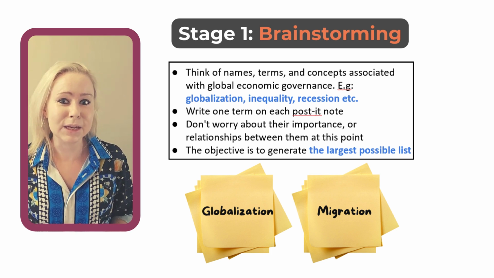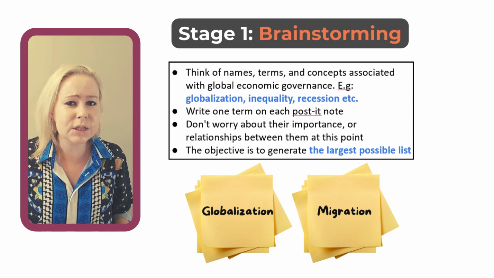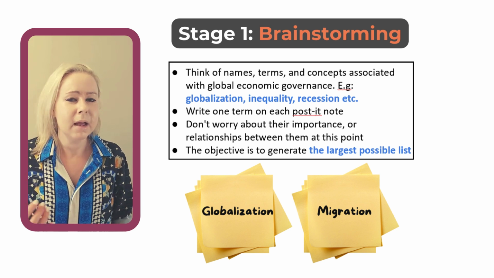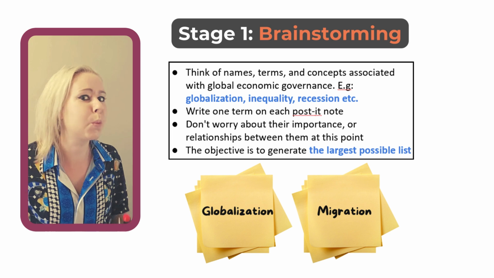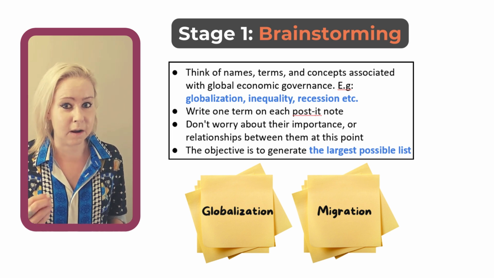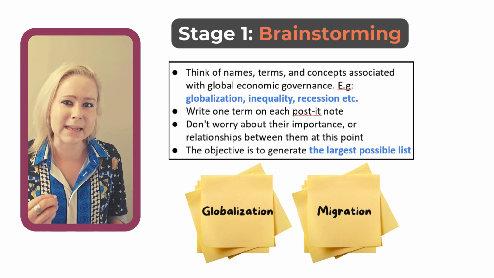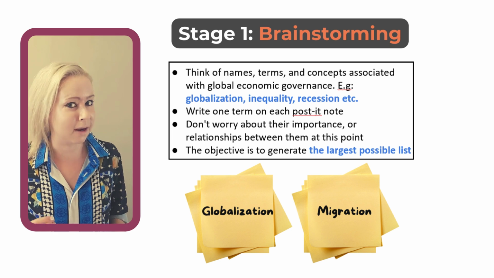And basically during stage 1, what students have to do is just generate as many names, concepts, terms, authors, whatever, to do with the topic of the concept map. So in this example, I have given a topic of global economic governance.